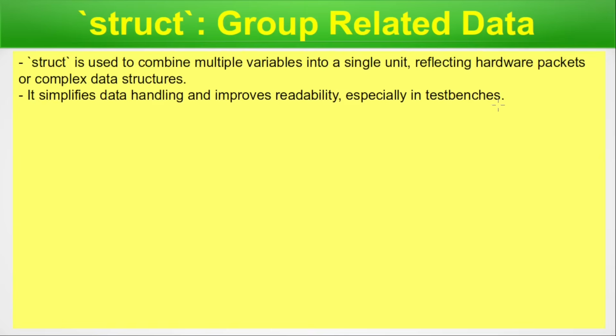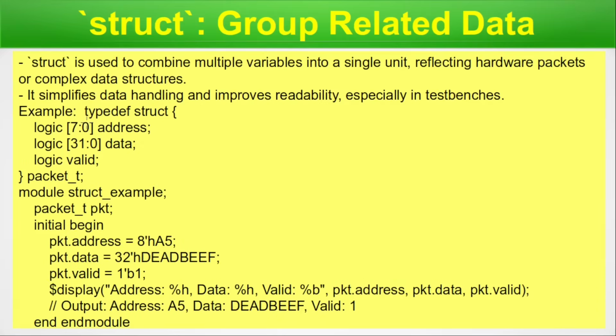Now let us see an example. Here we have typedef, then struct, and at the end we have its name, that is packet_t. And what does it contain? It contains address, it contains data, and it contains valid or invalid. Here we can see they are of different widths, and it is a single wire-like structure defined with logic, which is better than the older wire.